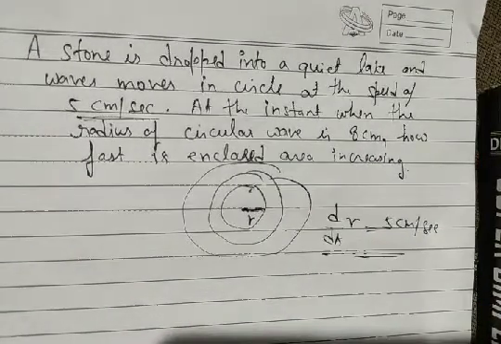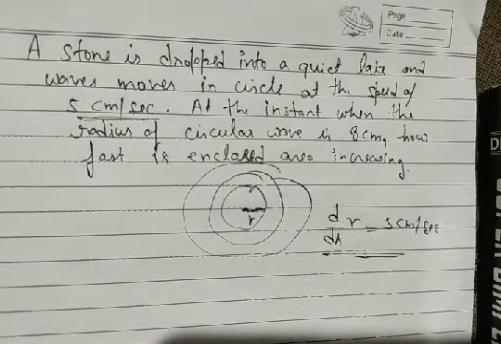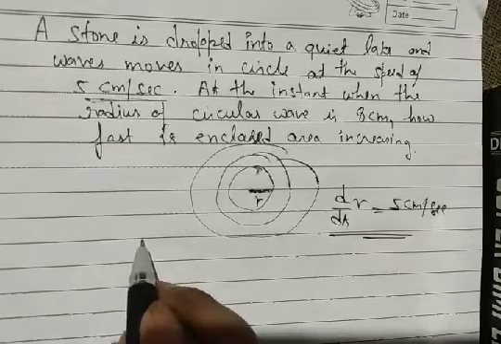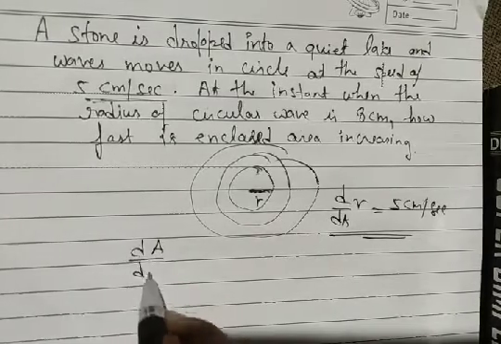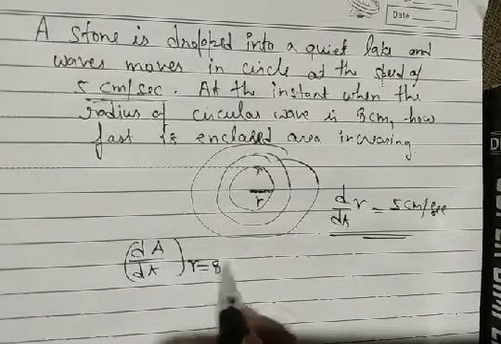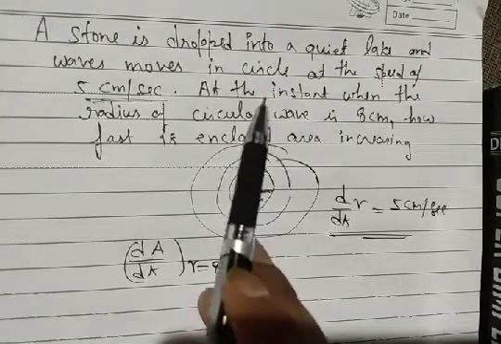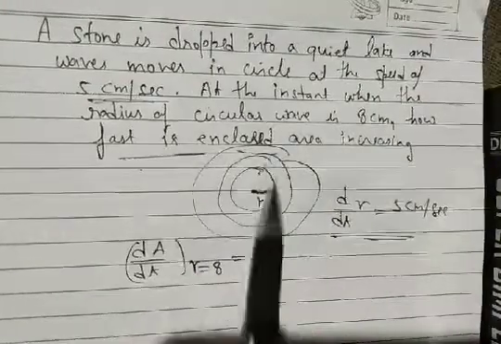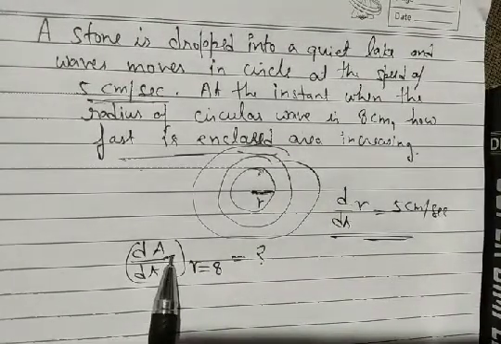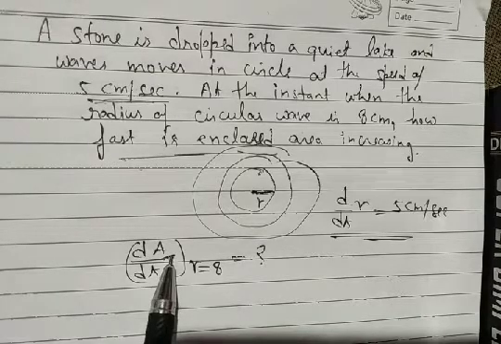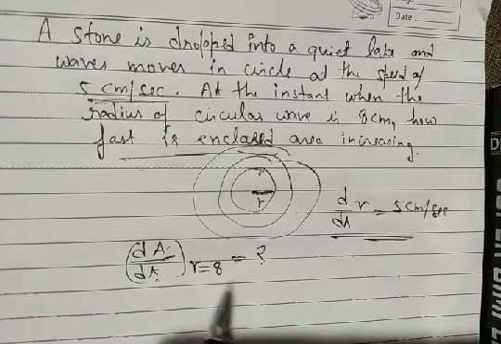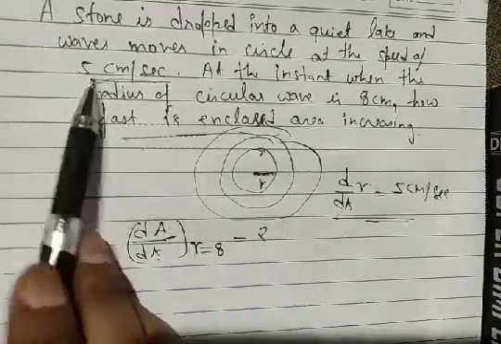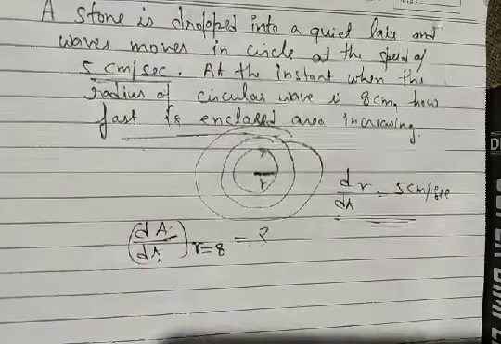At the instant when the radius of the circular wave is 8 centimeter, how fast is the enclosed area increasing? We have to find dA/dt when our R is 8, because we have to find out at the instant when the radius of the circular wave is 8 centimeter, how fast the enclosed area is increasing. The radius is 8 centimeter and the changing radius is 5 centimeter per second.